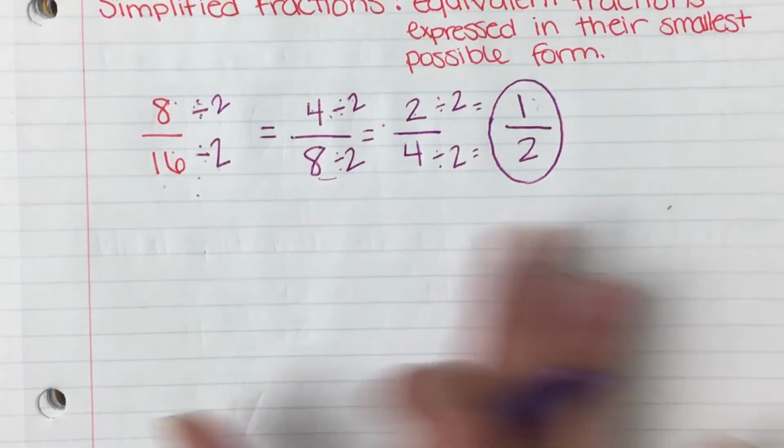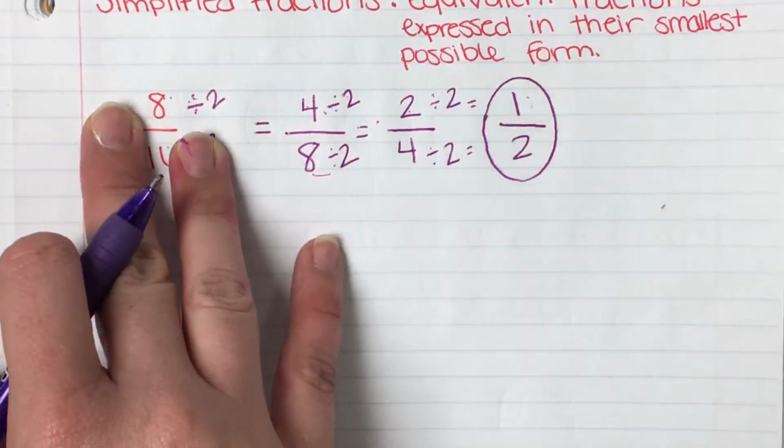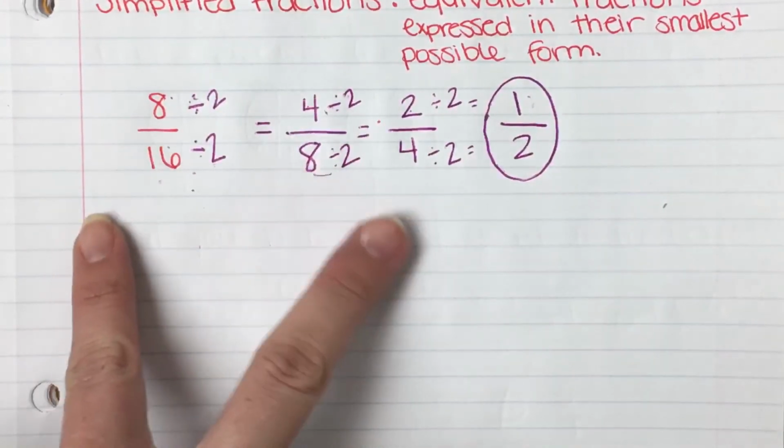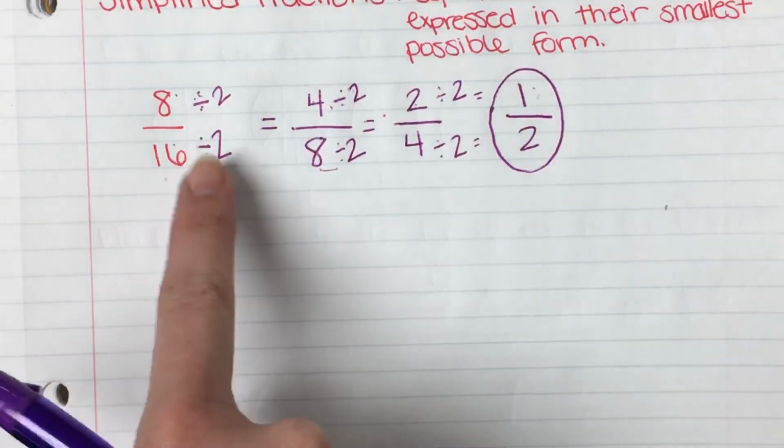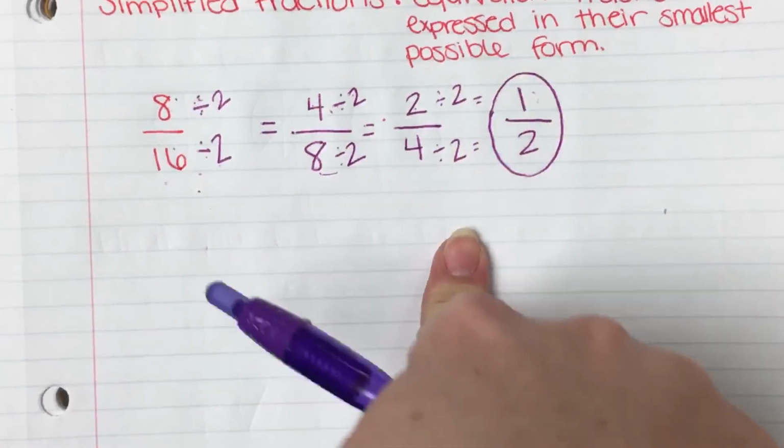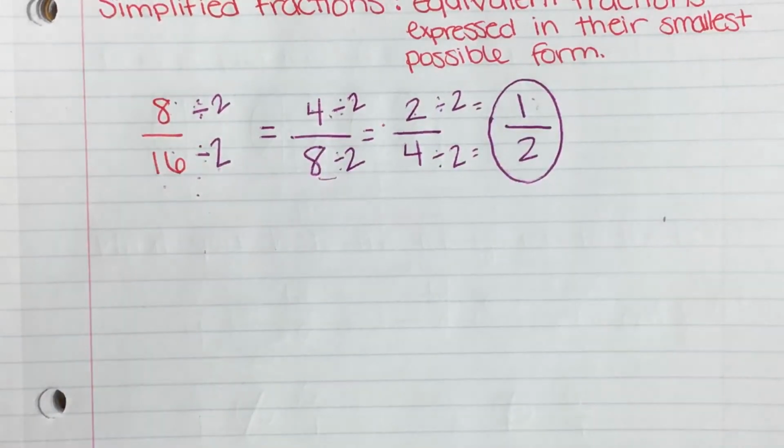Tomorrow, we're going to talk about one step that we could have done to do this just once so that we didn't have to do divided by 2, divided by 2, divided by 2. See if you can figure that out tonight on your own, and we'll talk about it tomorrow.